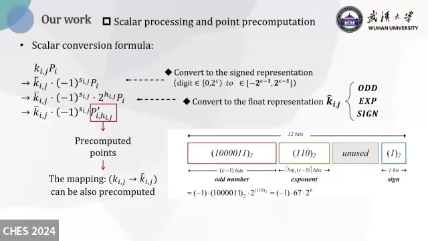The first optimization is inspired by the representation of floating point numbers. By this formula, the c-bit subscalar k_ij can be converted to a 32-bit representation k̂_ij. It includes three valid data segments: an odd number of c-1 bits, an exponent of log base 2 of c-1 bits, and finally, a single sign flag bit.